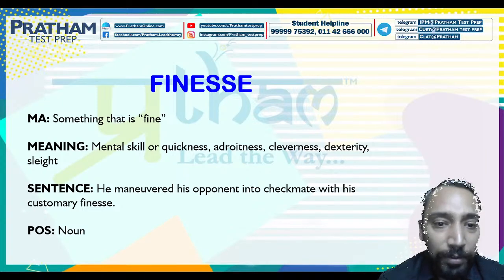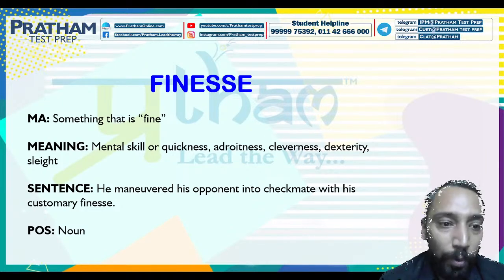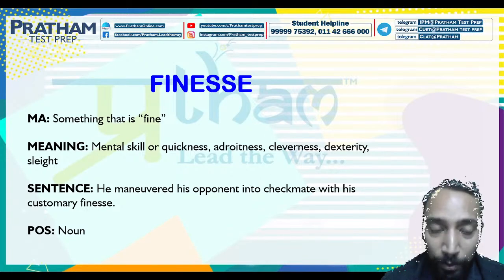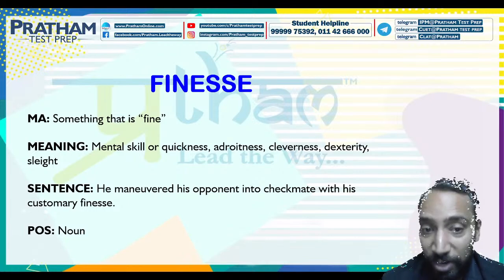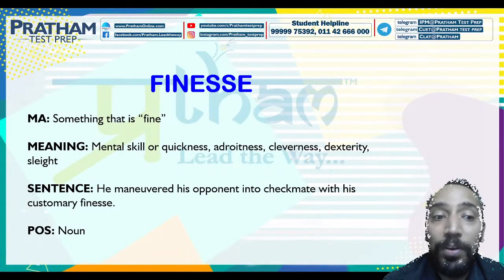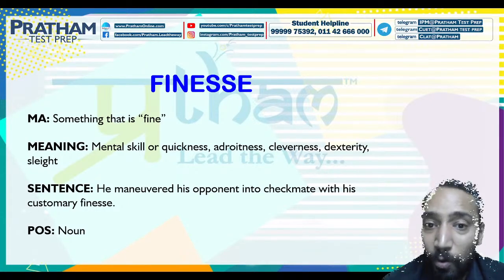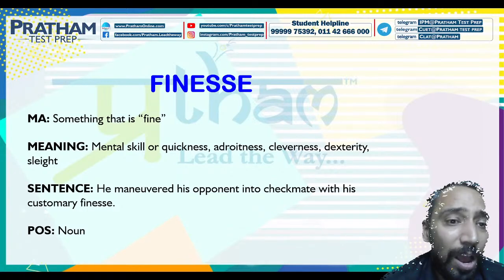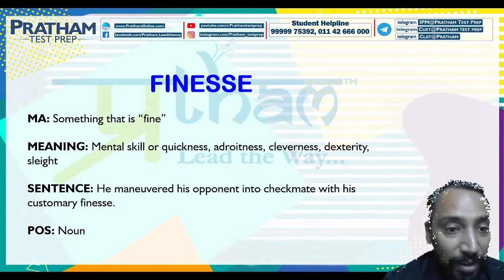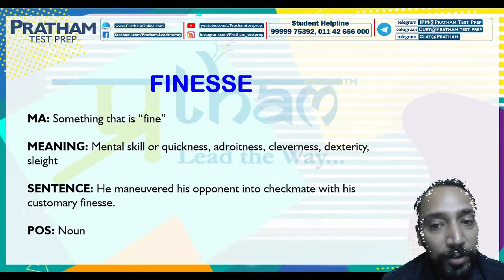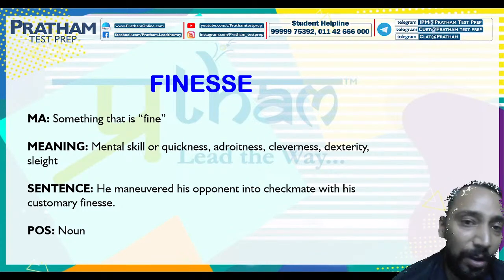Let's use this particular noun in a sentence now. He maneuvered his opponent into checkmate with his customary finesse. So he forced his opponent into checkmate, right? Why? Because of his quickness, his adroitness, his cleverness, his mental ability, his mental skill. So that's finesse.